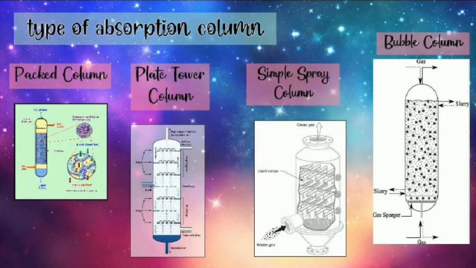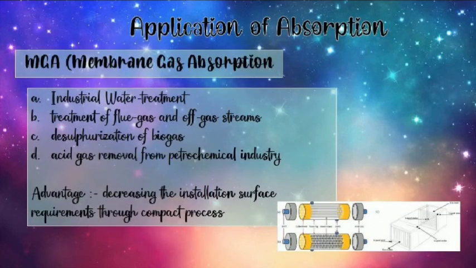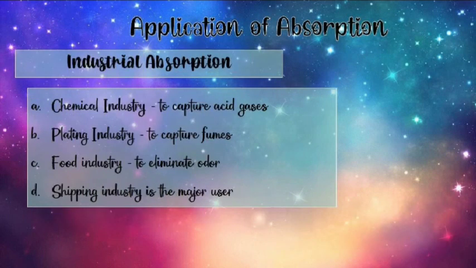Types of absorbers include a packed column, plate tower, simple spray column, or a bubble column. Okay, the applications of absorption: the first one is membrane gas absorption, which is used in industrial wastewater treatment and the treatment of flue gas and off-gas streams, and also in acid gas removal in the petrochemical industry. The advantage is related to decreasing the installation surface requirement through compact process designs. Another is industrial absorption, such as in the chemical industry, plating industry, and food industry, and the major user of industrial absorption is the shipping industry.